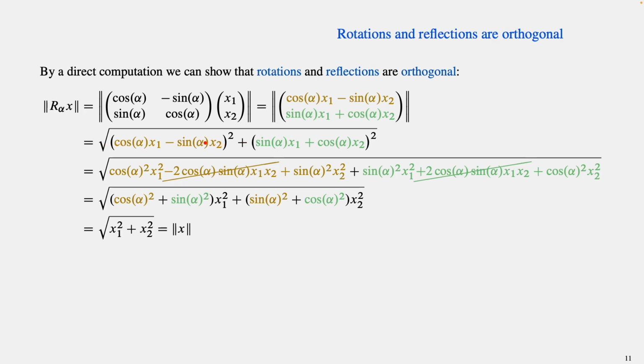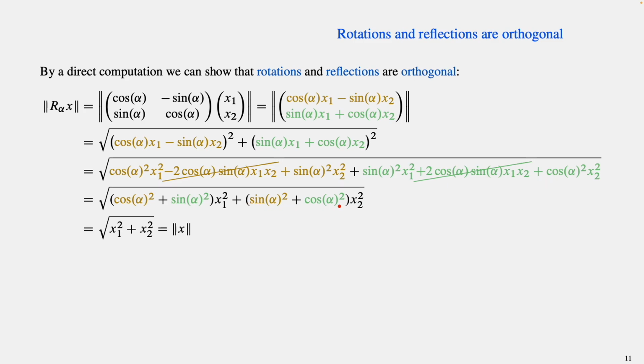And now if we expand these two terms in the squares here, we see that a few parts cancel out. So from the first bit we get cosine alpha squared x1 squared minus 2 times cosine alpha sine alpha x1 x2 plus sine alpha squared x2 squared plus, now we expand this part, sine alpha squared x1 squared plus, and now the same bit as we had here, but with a positive sign, 2 cosine alpha sine alpha x1 x2 plus cosine alpha squared x2 squared. So as I said, these parts cancel out, and we can reorder the terms a little bit. So we have the factors for x1 squared and x2 squared. So we get cosine alpha squared plus sine alpha squared times x1 squared, and for x2 squared we get sine alpha squared plus cosine alpha squared.